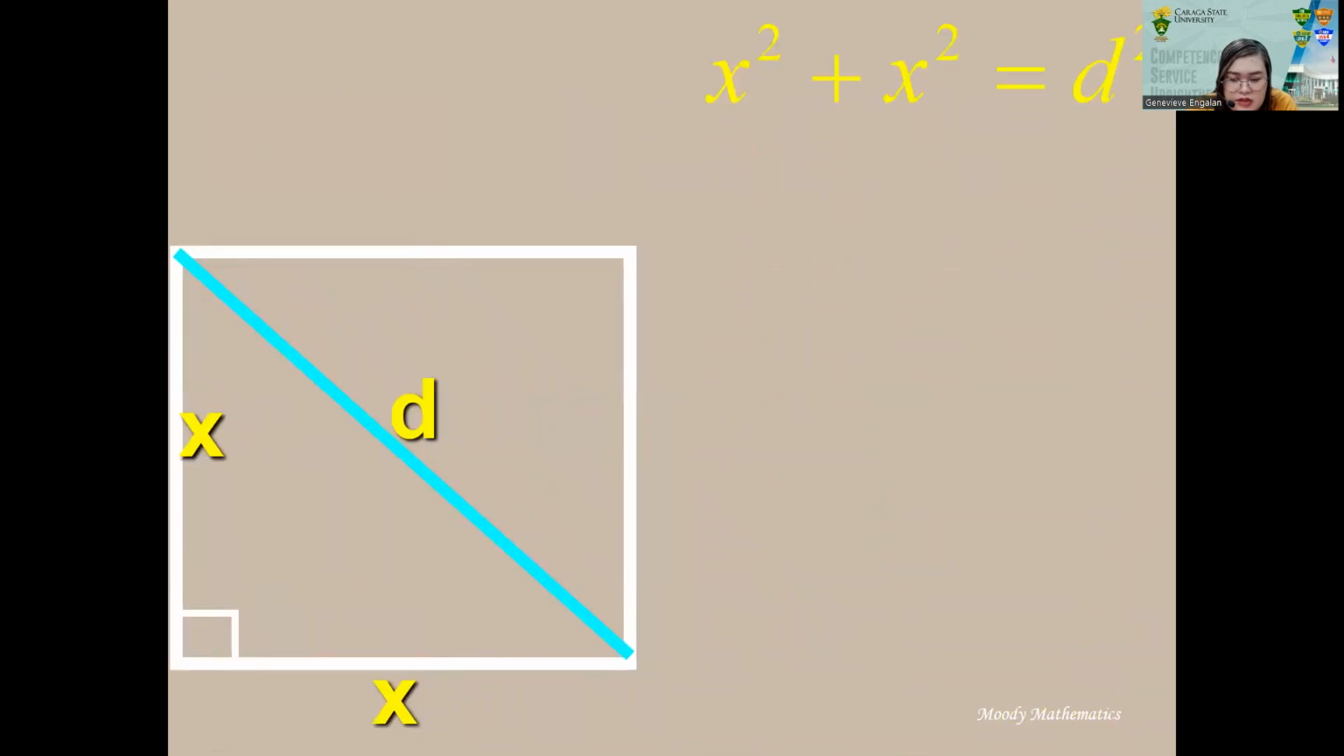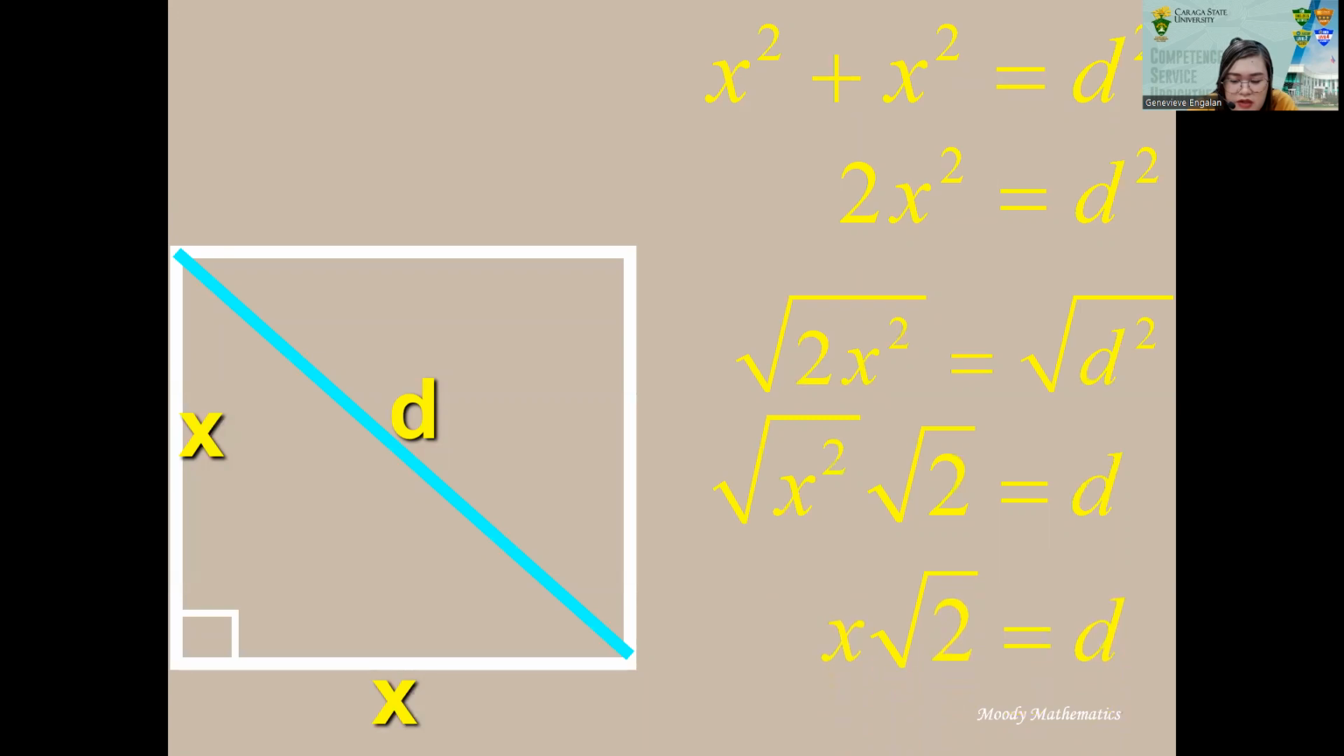Okay, so since this is a right triangle, we can use the Pythagorean theorem. You have x squared plus x squared is equal to d squared. So pasabot, you have 2x squared is equal to d squared. So ang atong d will be, square root both sides, square root of 2 times x, or x square root of 2. So mao na siya iyang hypotenuse.